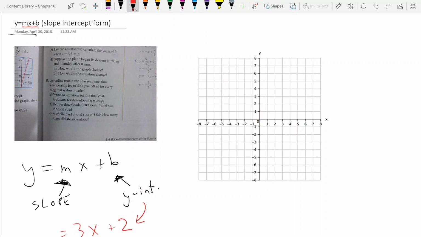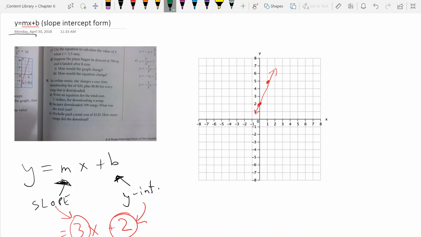my y-intercept would be 2, and my slope would be 3. In order to graph equations like this, you always start at the y-intercept. So if I look at my graph over here, I'm going to start at 2, and then I use the slope to find another point. Because it's 3 or 3 over 1, I'm going to go up 3 and over 1 and put my point. Now I have enough information to draw a line and have the rest of the graph.